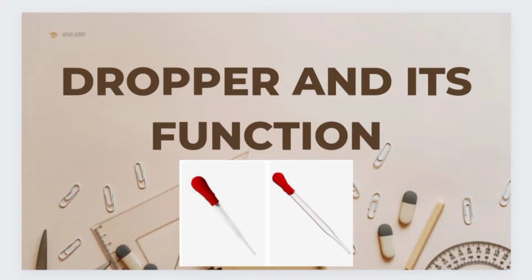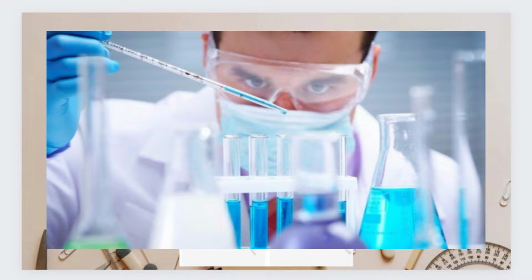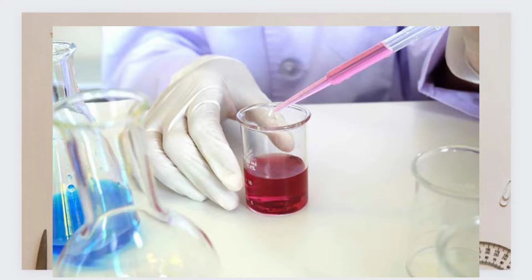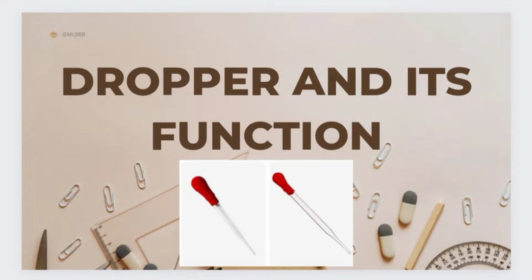Okay, we are going to number 1. This is a dropper. A dropper is a type of pipette that is used to transfer a solution from one container to another in very small quantities and with a very low level of accuracy in measuring volume. Generally, a dropper is used to transfer liquid from one container to another.